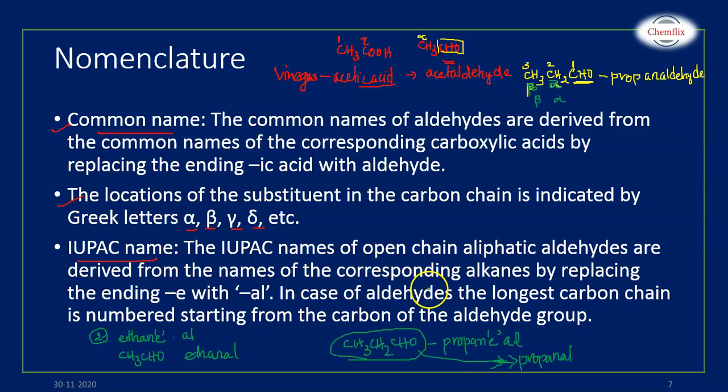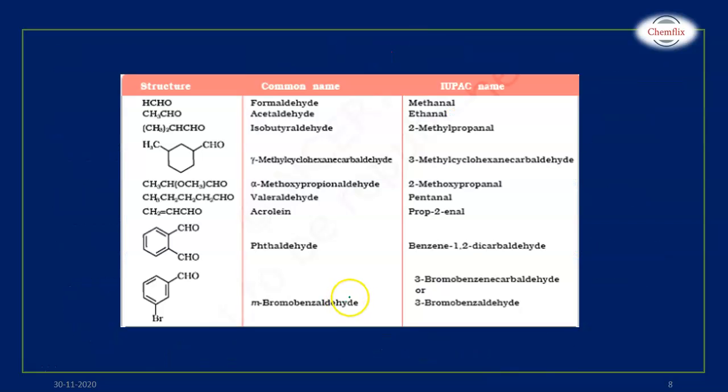In case of aldehydes, the longest carbon chain is numbered starting from the carbon of the aldehyde group. So we have to start the numbering from here. This is the first carbon, this is the second carbon, I already mentioned here. Okay, moving to the next slide.